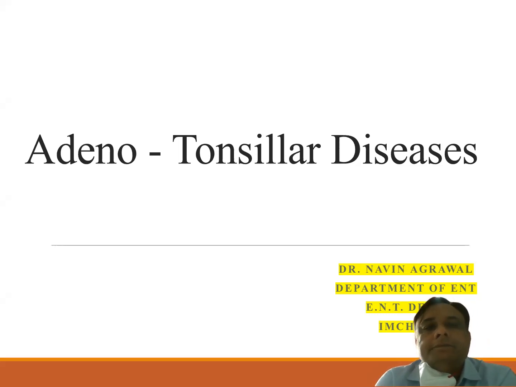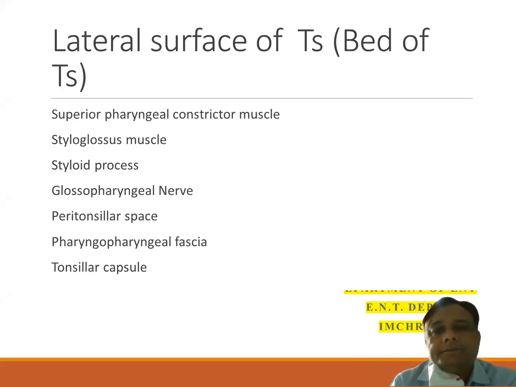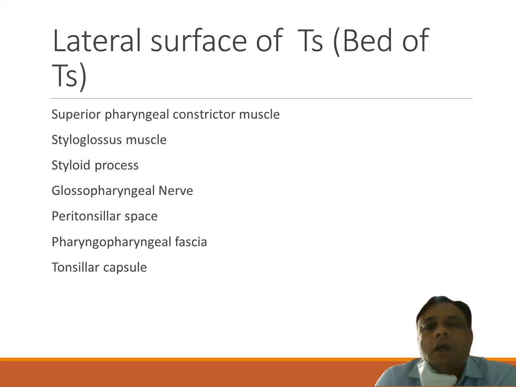Today I am going to discuss the diseases of the tonsils and adenoid, that is adenotonsillar diseases. Adenoid and tonsils are part of the lymphoreticular system and they have open crypts on one end and on the other side they drain into the lymphatics.